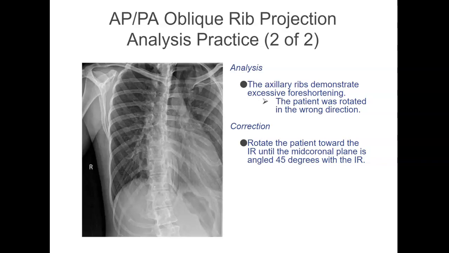So when you look at this image, if we were to take an AP oblique rib projection of the right ribs, the patient should be rotated in an RPO projection. This patient, however, is rotated in an LPO projection and would clearly demonstrate the left ribs as opposed to the right ribs. Therefore, we need to rotate that patient towards the IR until that mid-coronal plane is angled 45 degrees with the IR for the side of interest, which is the right side.